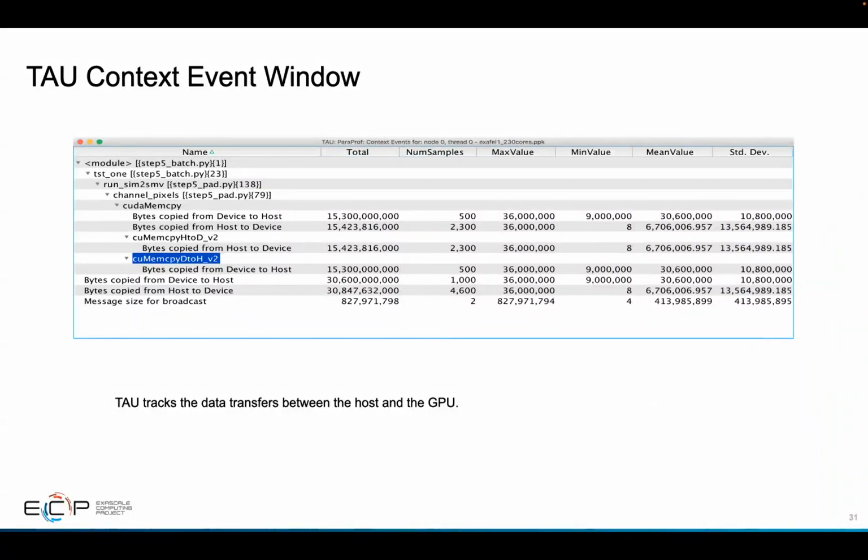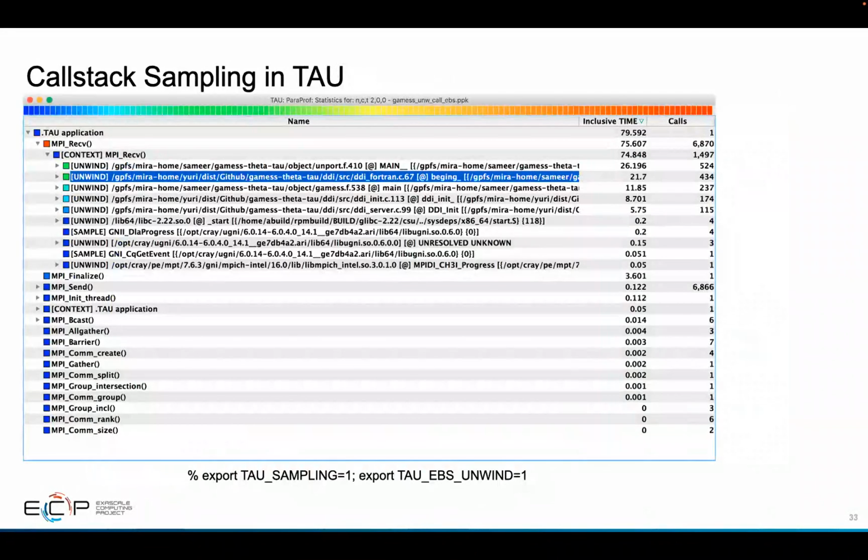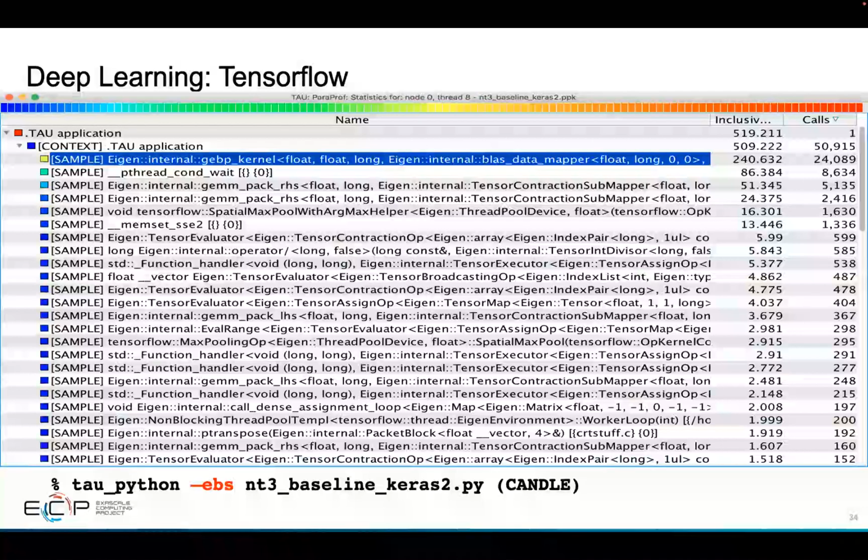So here is an example of using TAU to see the data transfer between the host and the GPU and the volume of data that's going between the host and the GPU, bytes copied. You can look at the Python with MPI. You can use it with AI/ML frameworks. And you can even unwind full call stacks when you take a sample. So you can see exactly where the application was spending time.